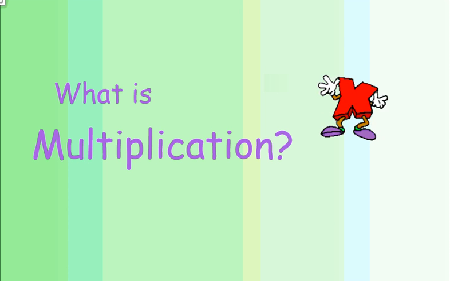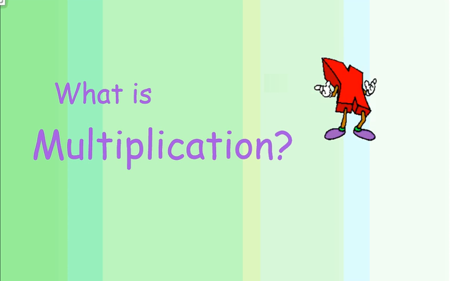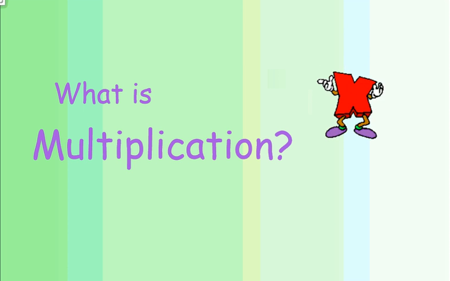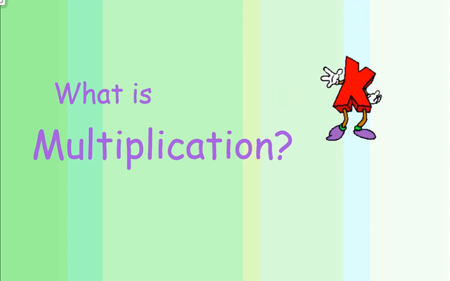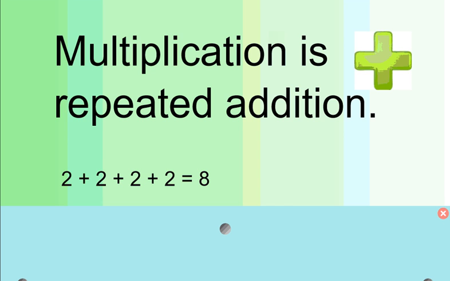So we're going to go back to some really basic multiplication. Today we're going to look at two strategies for multiplying. One is repeated addition, where you just add numbers over and over, and the other is making equal groups. Okay, so what is multiplication? Multiplication can be repeated addition.